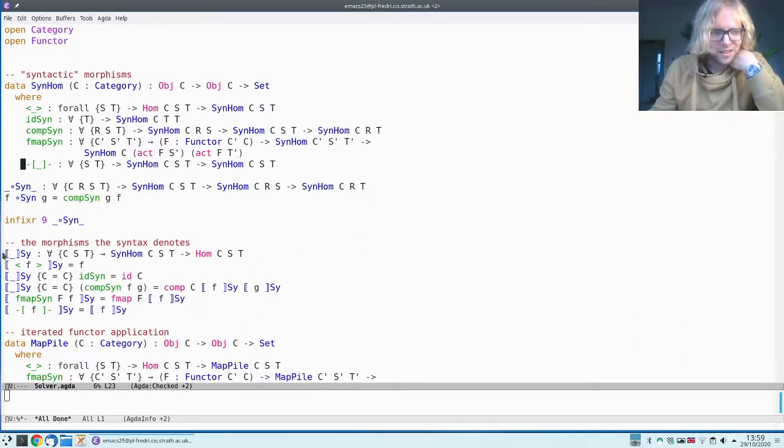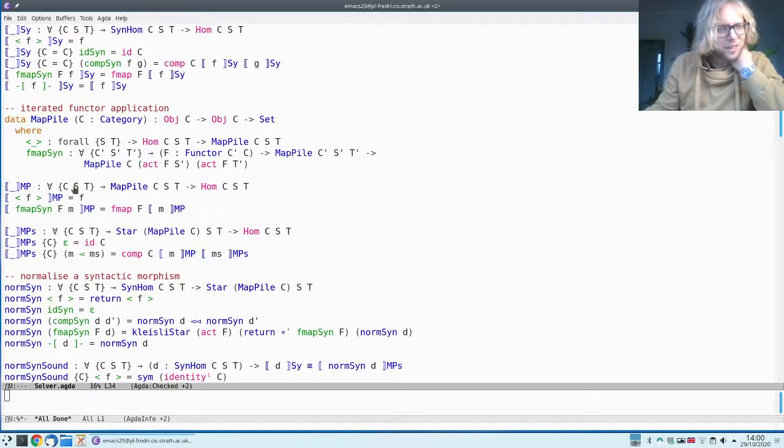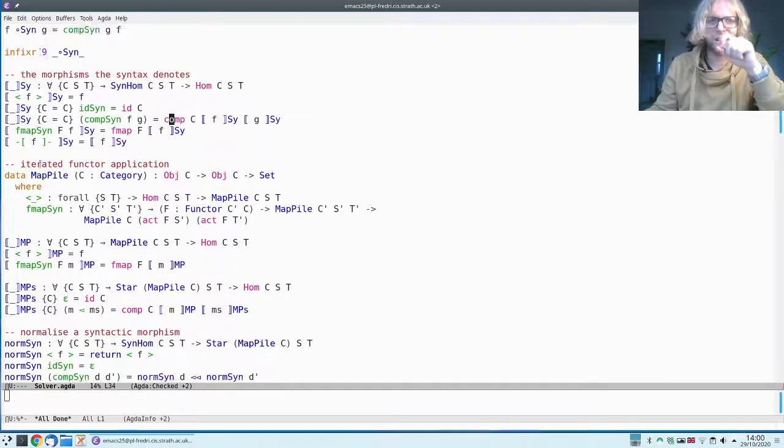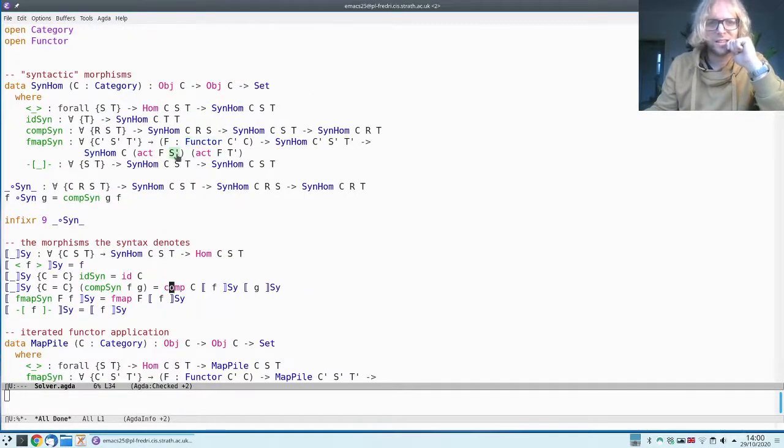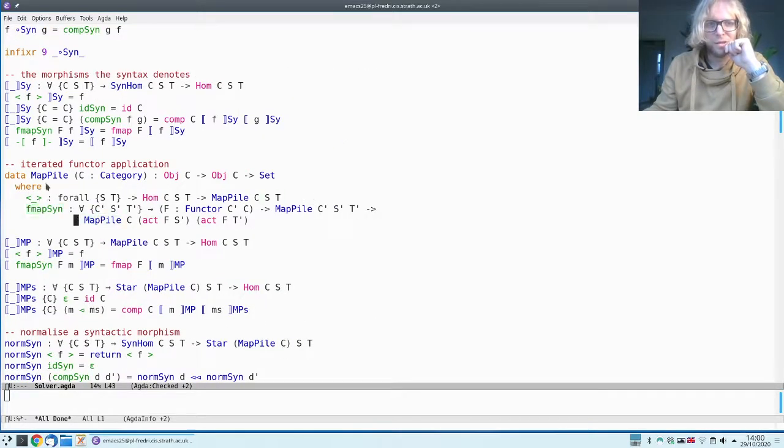Okay, so then the interpretation of syntactic things into real things is quite simple. It's just doing what you expect. So it's sending the syntactic identity to the real identity, the syntactic composition to the real composition, etc., right? And then there's a little bit of a complication because we want to have arbitrary piles of functor maps. So not just one F map, such as here where we have one F map, but we want to normalize this into a pile of them.